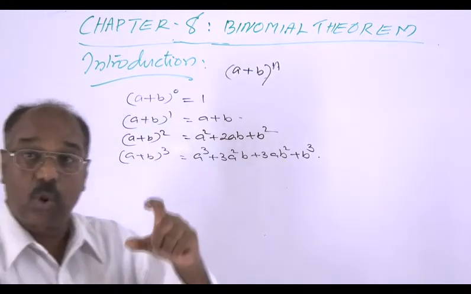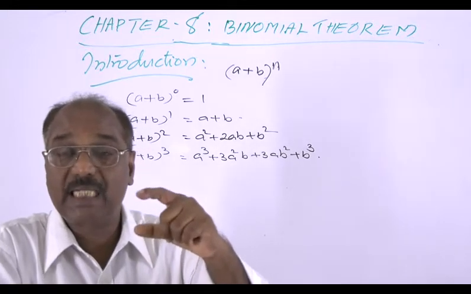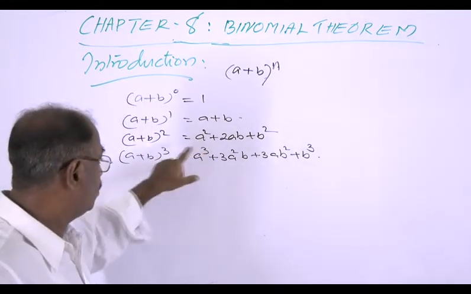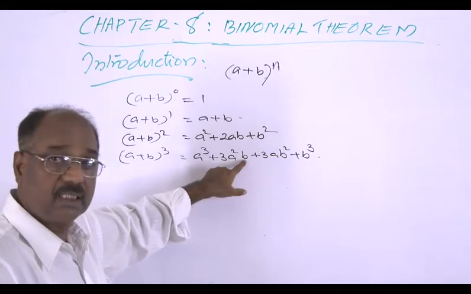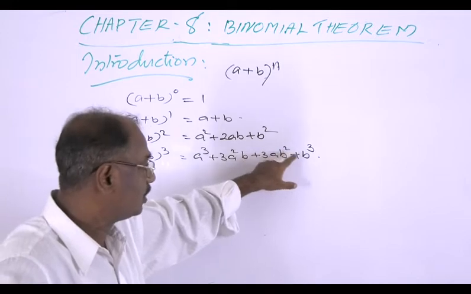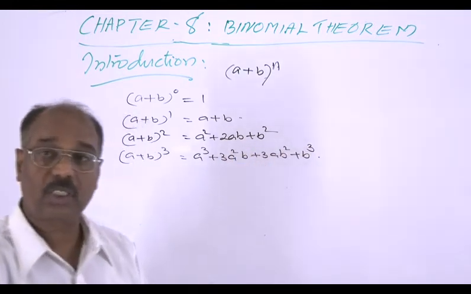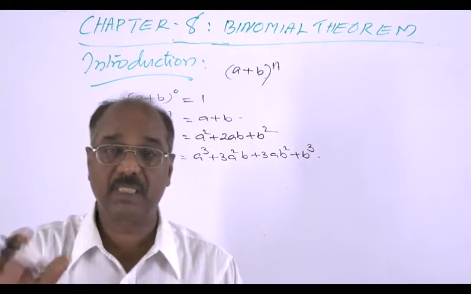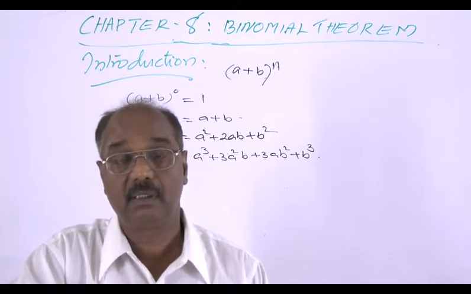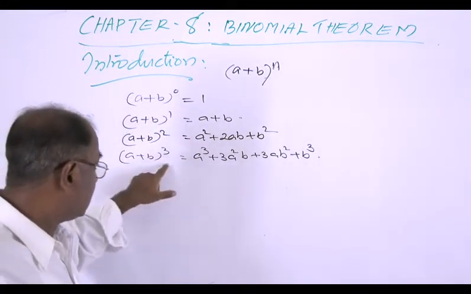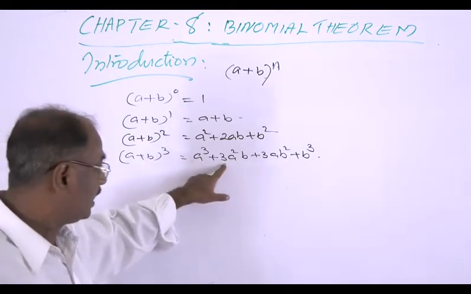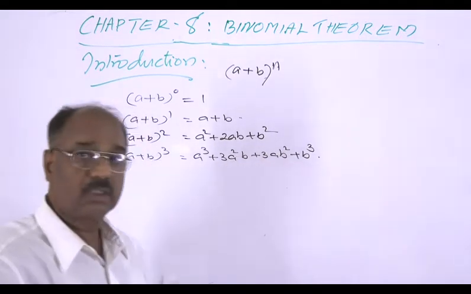That means the sum of the exponents of A and B is equal to n. A cube, 3. A squared B: power of A is 2, plus power of B 1, makes 3. Here also 1 plus 2 is 3. So the total sum of the exponents of A and B is the same n. And again consider the coefficients, consider the last one. The coefficients are 1, 3, 3, 1.